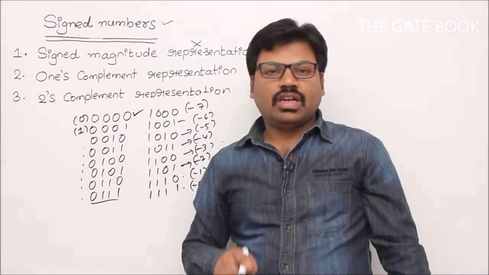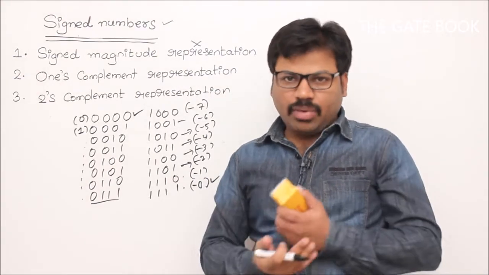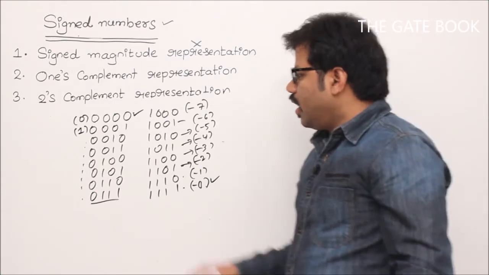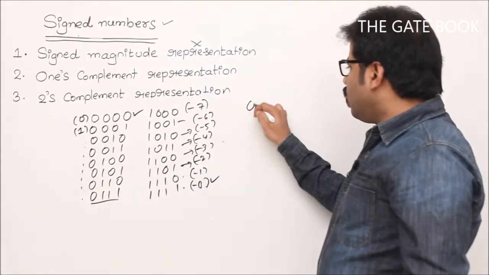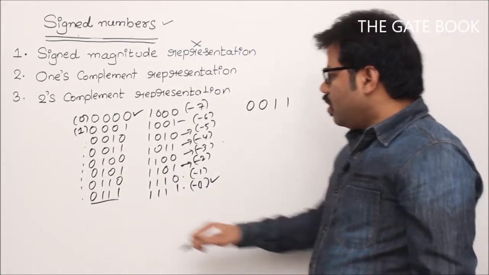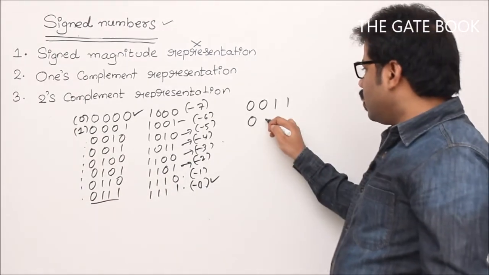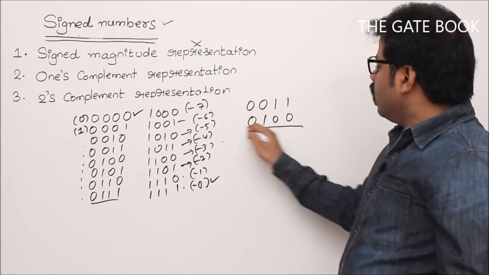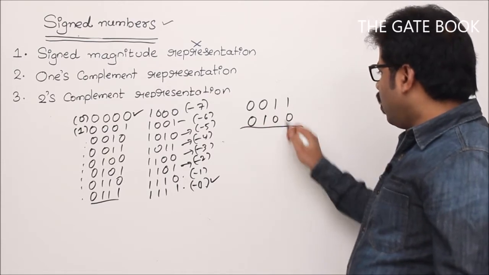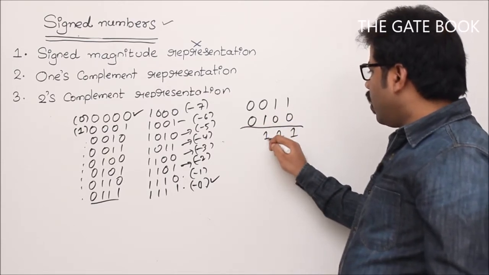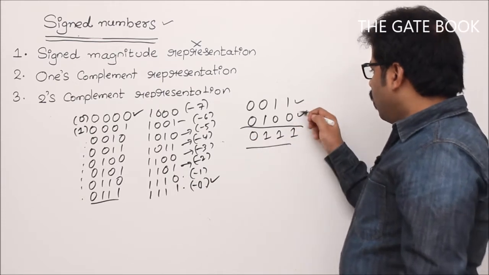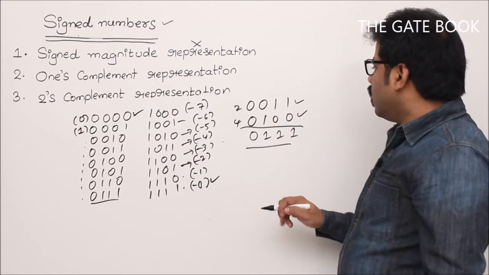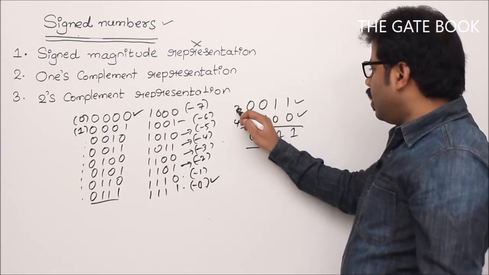Now the second one: when it comes to manipulations like addition and subtraction, how do we do them? We'll see one observation. 0 0 1 1 is one positive number and another positive number is 0 1 0 0. Adding: 1 plus 0 is 1, 1 plus 0 is 1, 0 plus 1 is 1, giving 0 1 1 1. Because these two are positive numbers, this is 3, this is 4, and 3 plus 4 is 7.